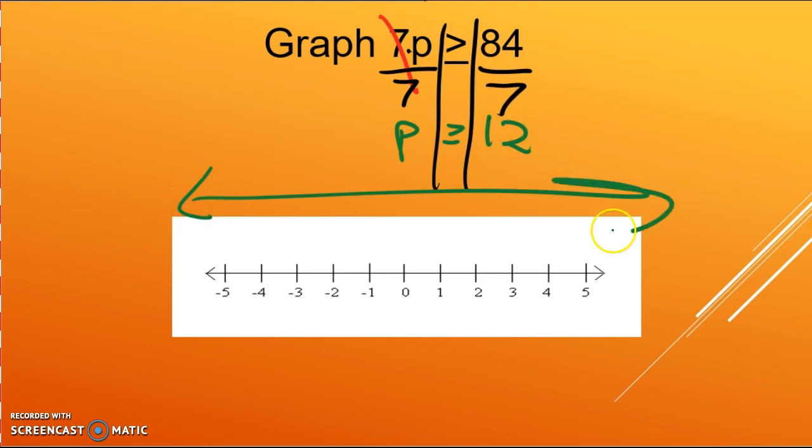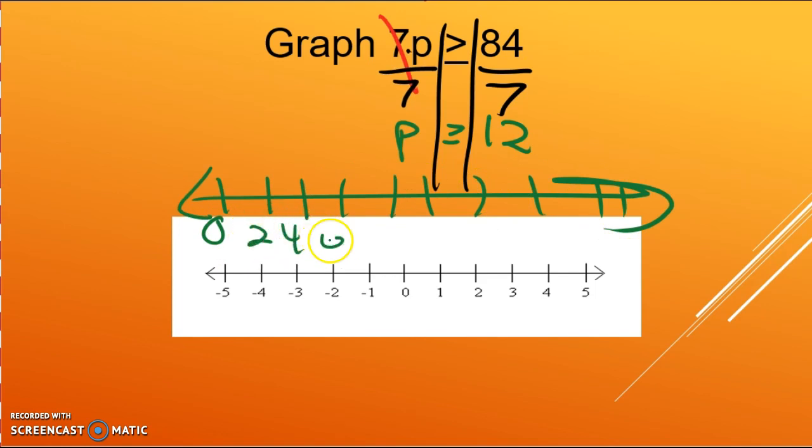I'm going to draw my graph, put my tick marks. This one's relatively easy. I'm going to go 2, 4, 6, 8, 10, 12, 14, 16, 18. At 12, I'm going to have a closed dot, and I need all the numbers that are greater than or equal to 12.